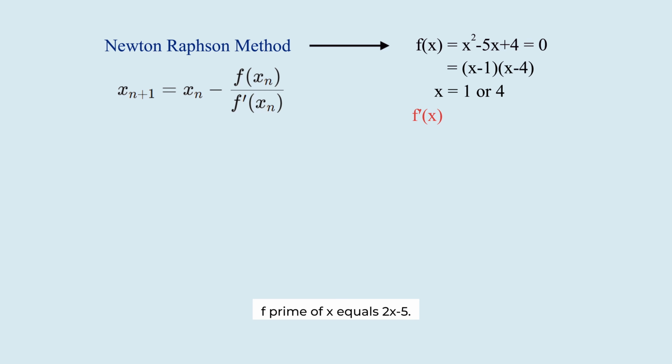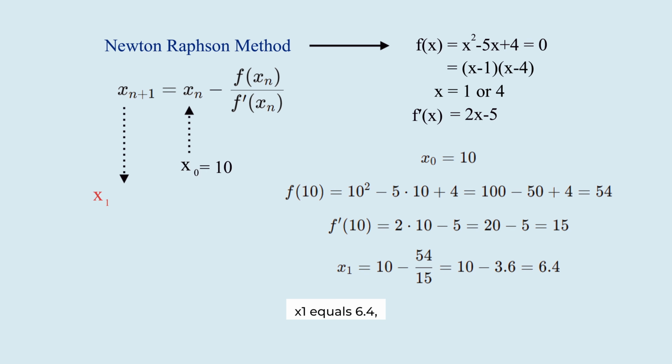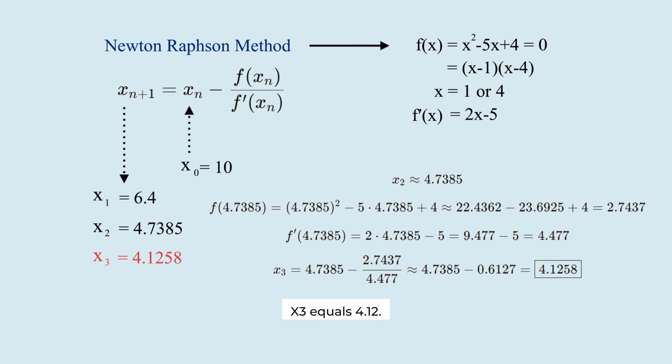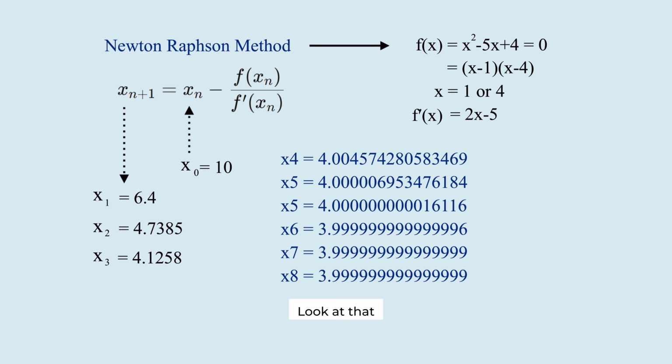f'(x) equals 2x minus 5. Let's try x0 equals 10. We compute x1 equals 6.4, x2 equals 4.73, x3 equals 4.12. Look at that. It's closing in on 4, one of the roots. The value it converges to is the solution.